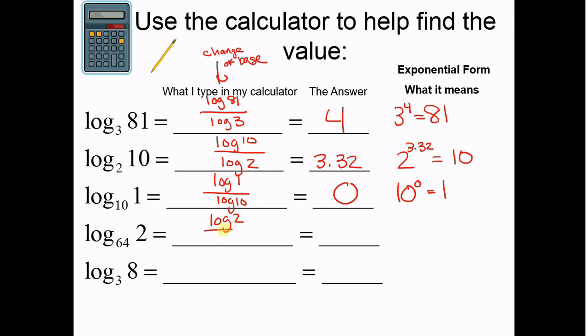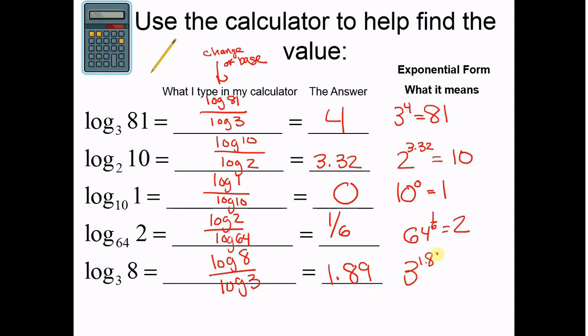Log of 2 over log of 64. That's 1/6, or 0.16666, I believe. This means 64 to the 1/6 power equals 2, which is the case indeed. And then log of 8 over log of 3. This is not a nice number. It's 1.89. So 3 to the 1.89 equals 8.